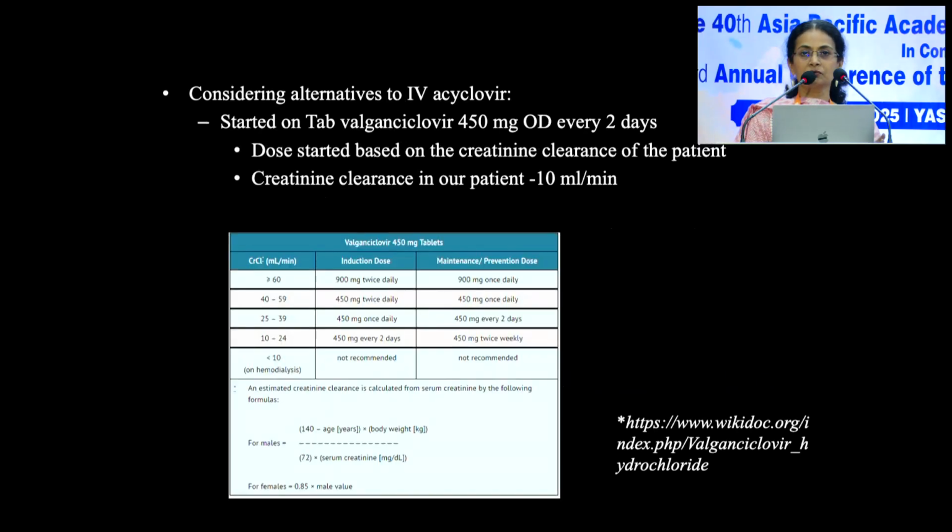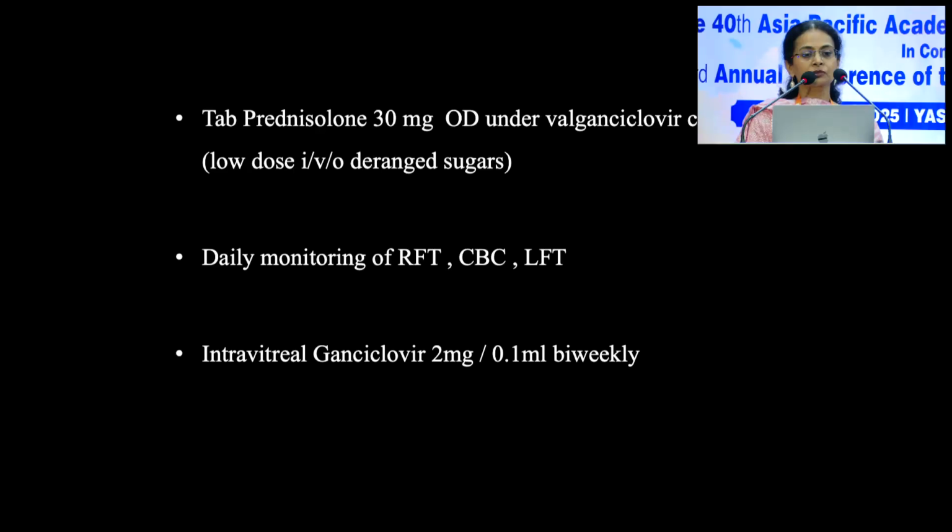Because we could not give him acyclovir, the nephrologists told us that we have to give dose-adjusted antivirals in these patients, and these are the various formulas we resort to based on his creatinine clearance, which was 10 milliliters per minute. So oral steroids were started, and we gave him oral Valgan along with intravitreal ganciclovir because we were desperate to give him antiviral cover.